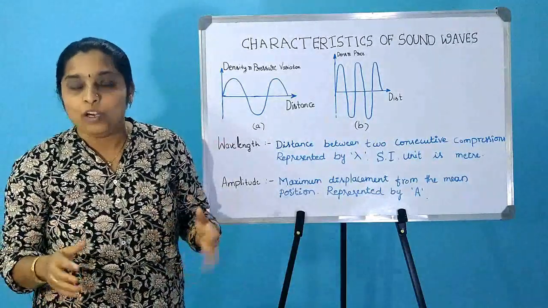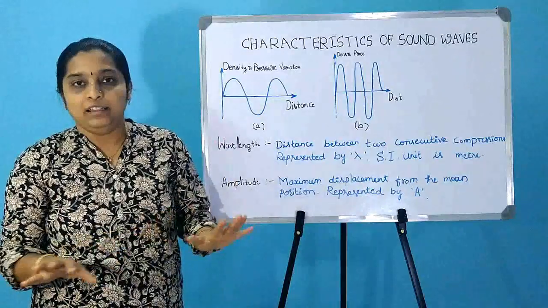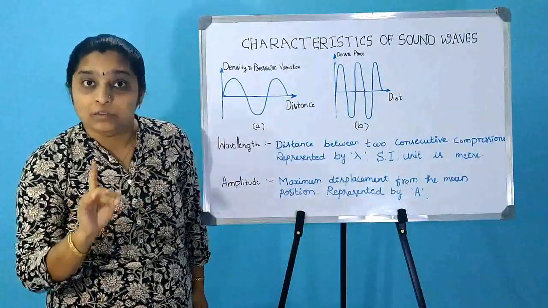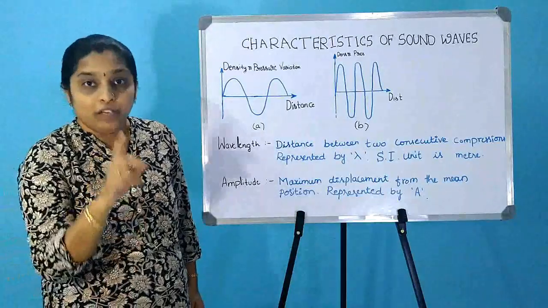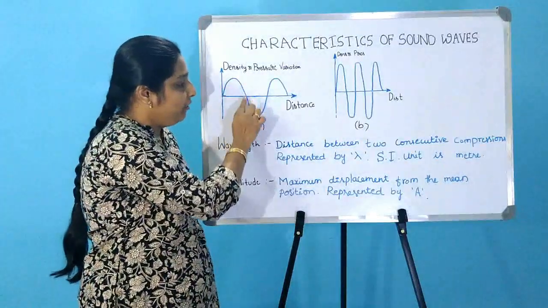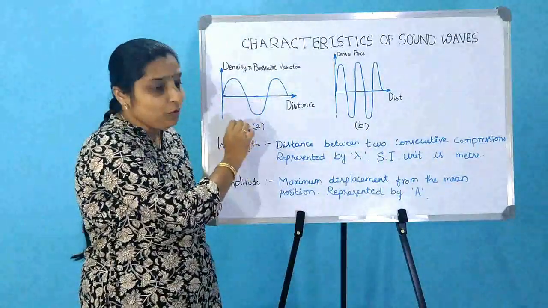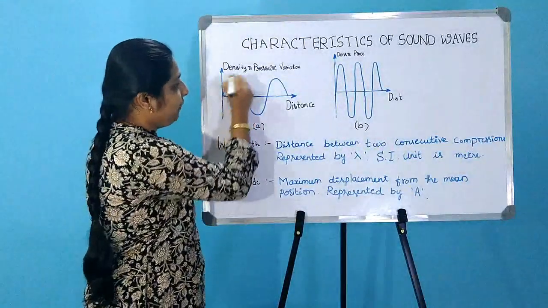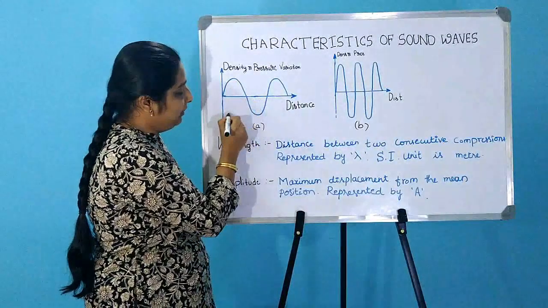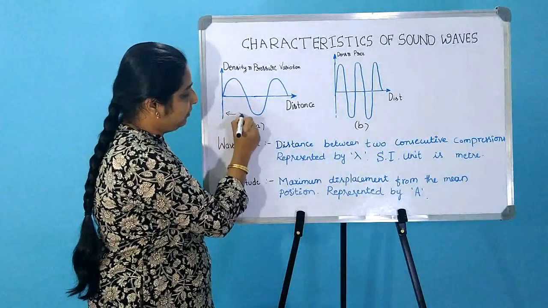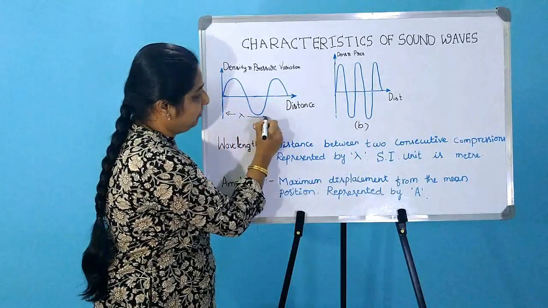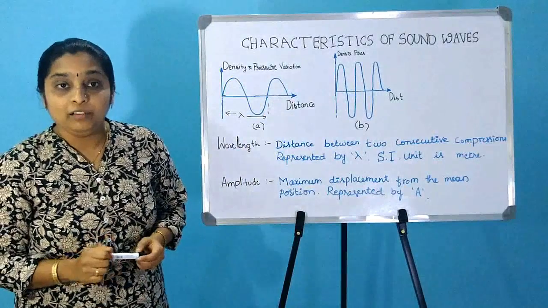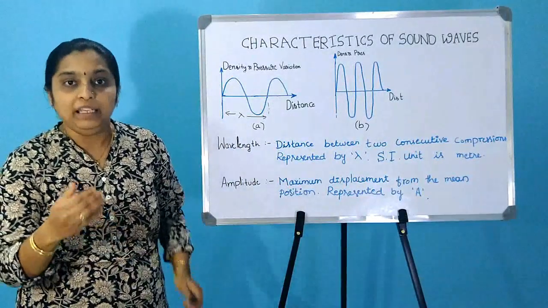The name itself says it. What is wavelength? Wavelength is nothing but the length of a wave. We already know what one wave is. One wave is one crest and one trough together. So wavelength is one crest and one trough together. This is called wavelength. And wavelength can also be defined in many other ways.